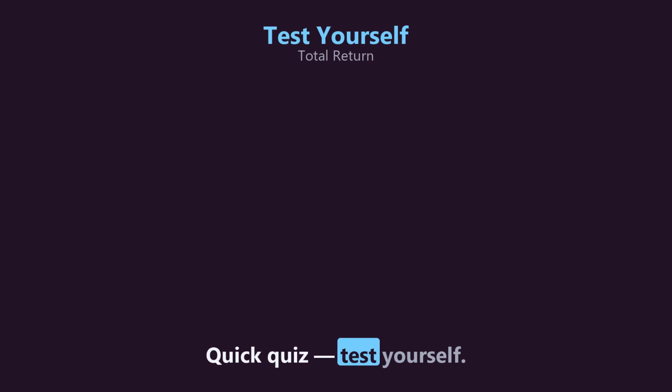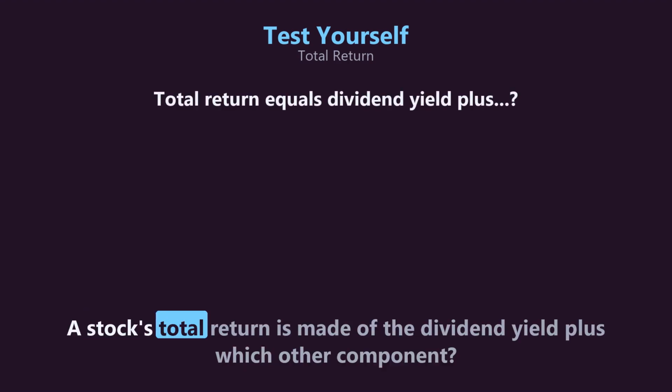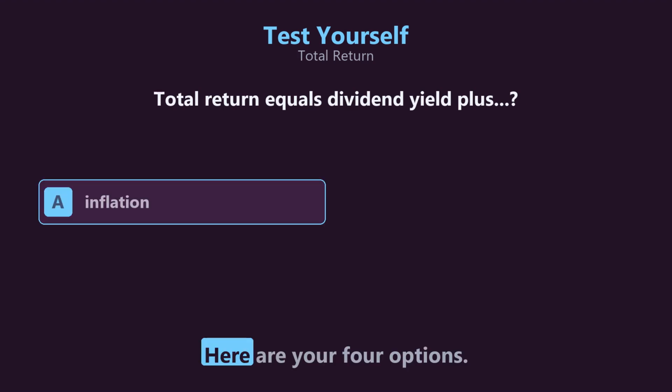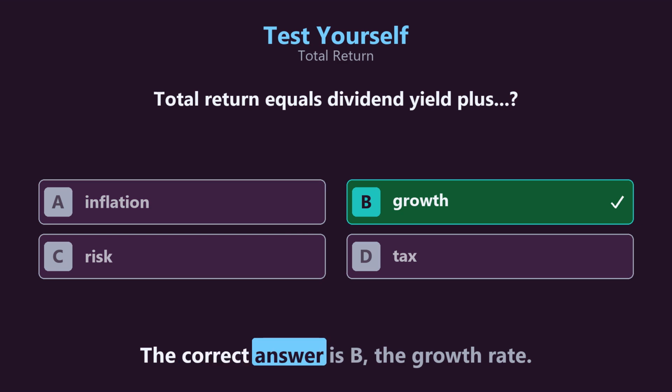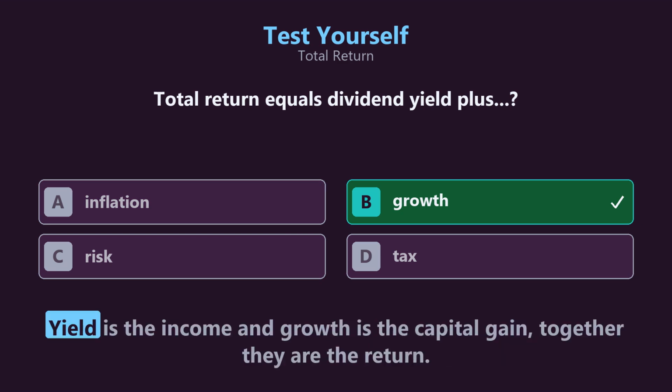Quick quiz, test yourself. A stock's total return is made of the dividend yield plus which other component? Here are your 4 options. Pause the video and solve it now. The correct answer is B, the growth rate. Yield is the income and growth is the capital gain. Together they are the return.